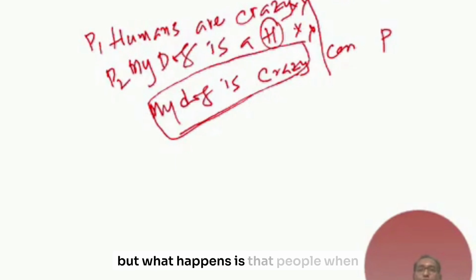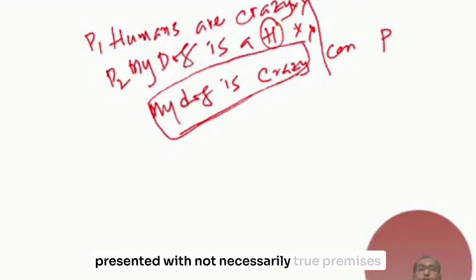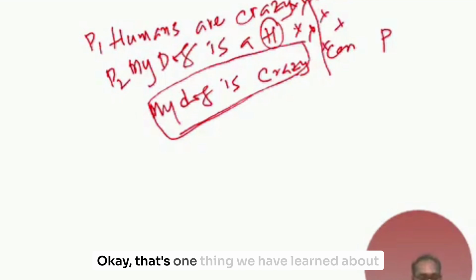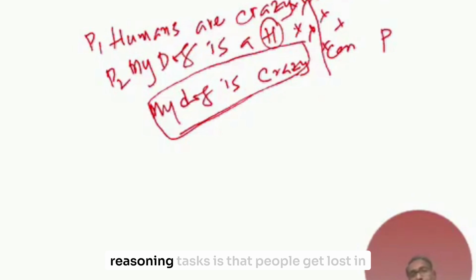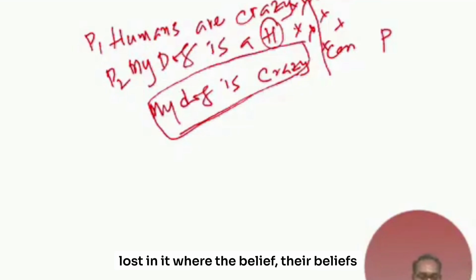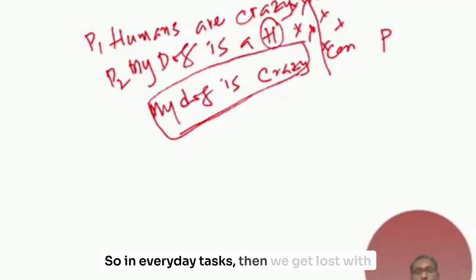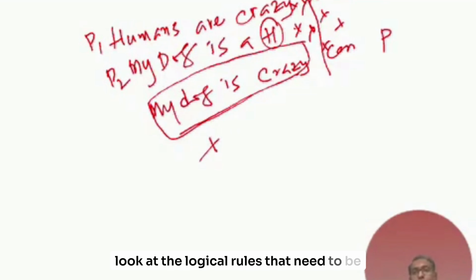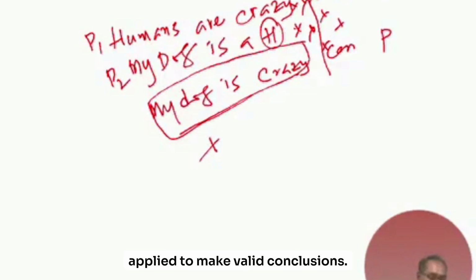But what happens is that people, when presented with not necessarily true premises, or true premises that are against their own beliefs, get stuck. That's one thing we have learned about reasoning tasks: people get lost in the content or the topic of the reasoning, and their beliefs take over. So in everyday tasks, we get lost with the content and do not necessarily look at the logical rules that need to be applied to make valid conclusions, right?